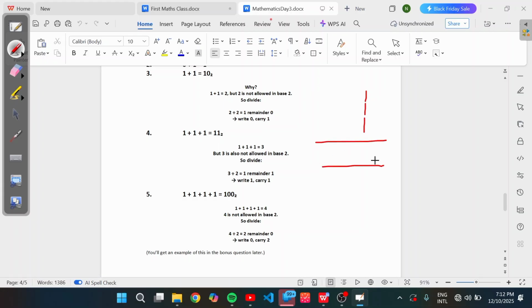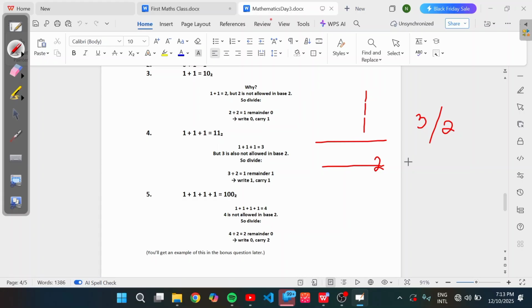Now the final answer is going to be in base 2. So 1 plus 1 is 2. 2 plus 1 is 3. Now we have 3 divided by 2 because 3 cannot exist as a base 2 digit. Base 2 only has 0 and 1. So that's why we have to divide it by 2 to make it actually fit.